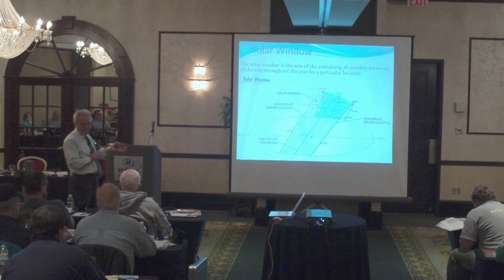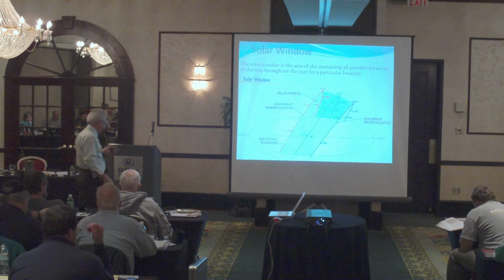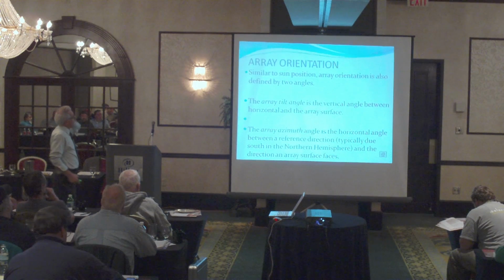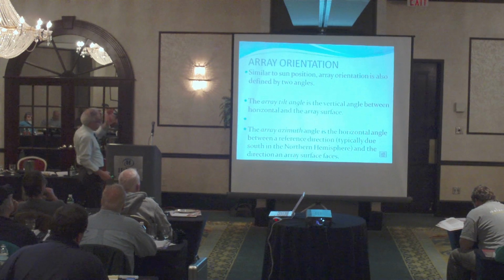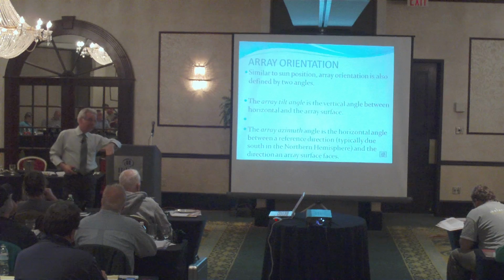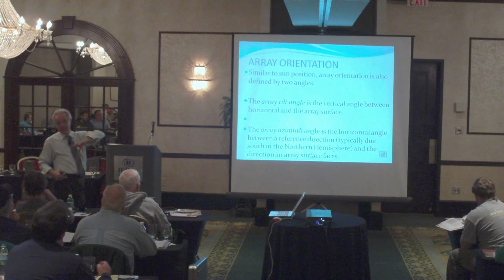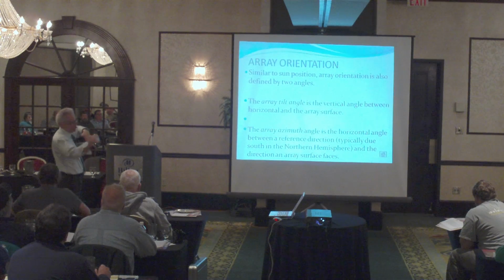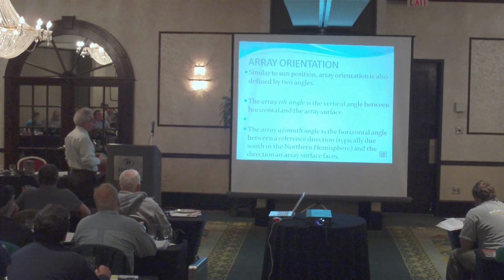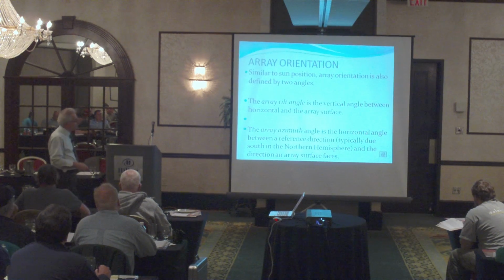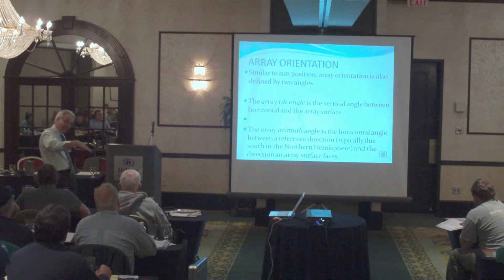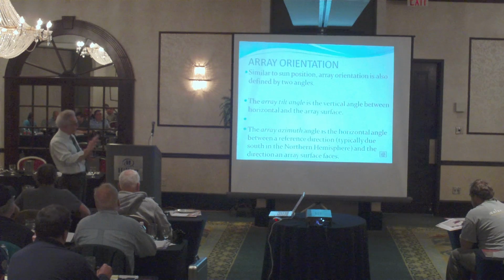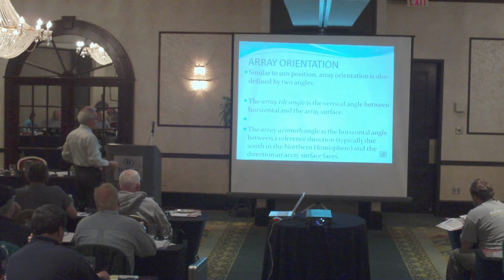Now you say to yourself, do I need to hear all this stuff? Maybe not. But okay, the array orientation. Similar to the sun's position, now you have to set the array orientation to meet the sun's position so you get the maximum. You have a couple of things. You have the array tilt angle, which is the vertical angle between the horizontal and the array surface. We call that the tilt angle, and we have the azimuth angle.